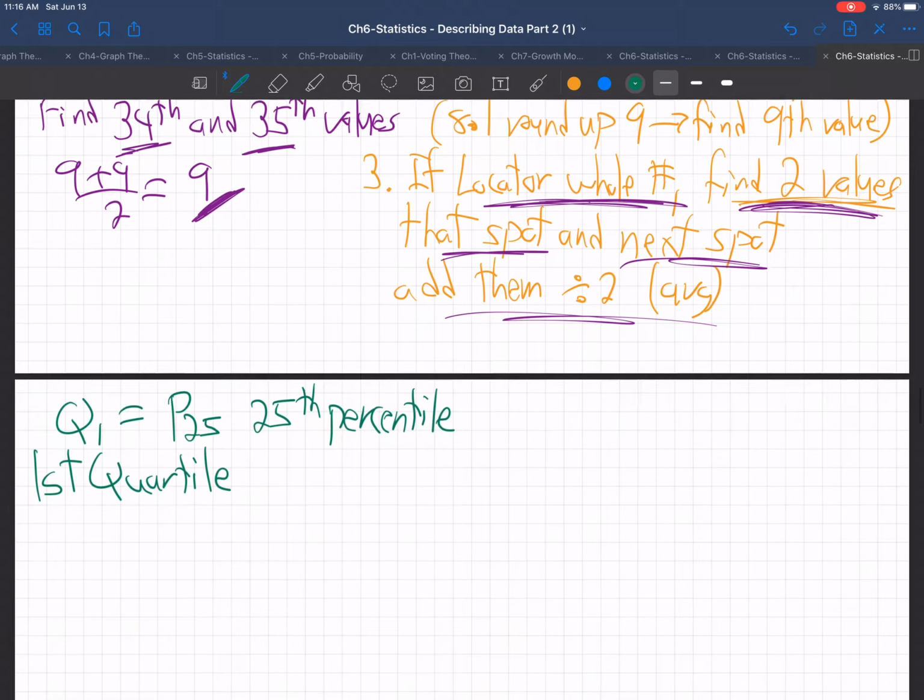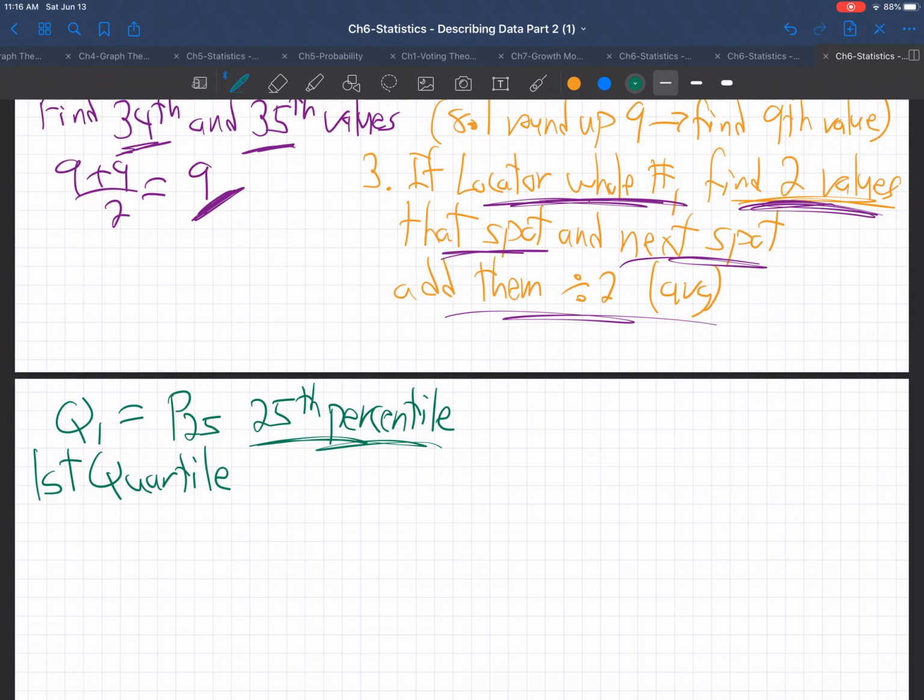Well, it's the 25th percentile, 25% of the way through the data. So you just use the P over 100 times N formula. So P is 25 over 100, 25 percentile, times N is 68, 68 data values. So, I don't know, what is that? I'm getting 17. So again, that's a whole number. What do you do with a whole number?